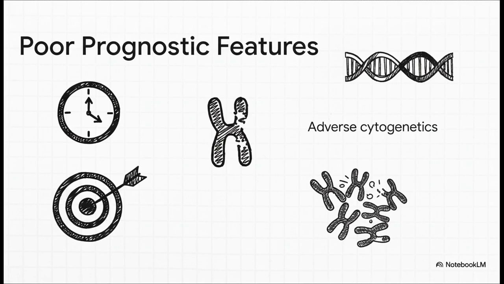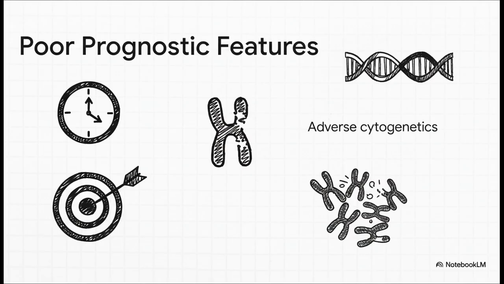Some are pretty clinical, right? Like being older or not responding to that first round of chemo. But more and more, the most powerful predictors are actually genetic. Things like adverse cytogenetics, deletions on chromosomes 5 or 7, for example, tell you there's a lot of instability in the genome. A complex karyotype, that just means genetic chaos.